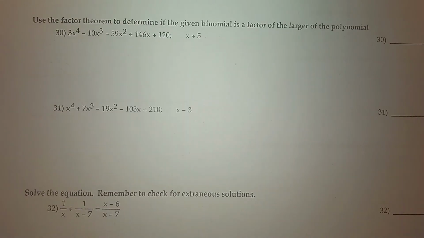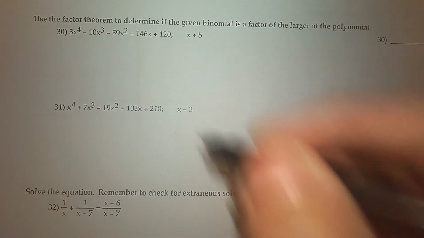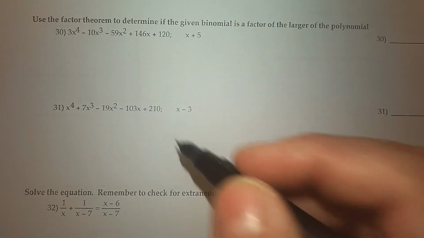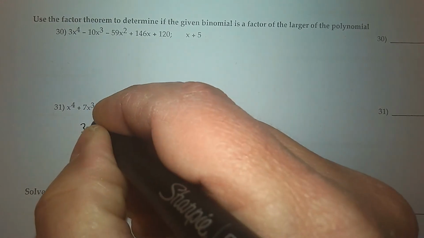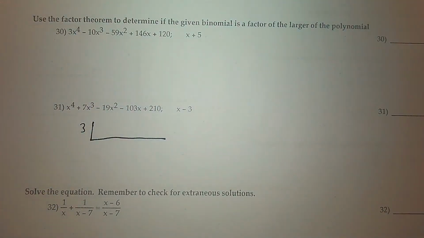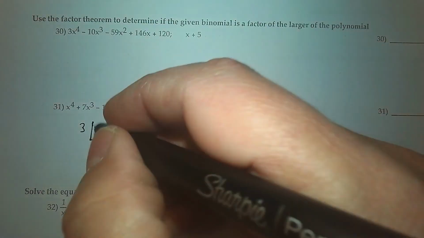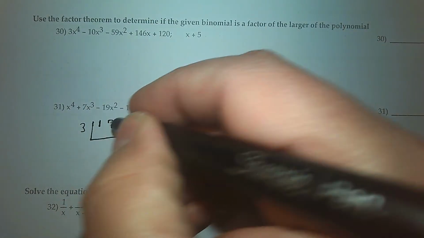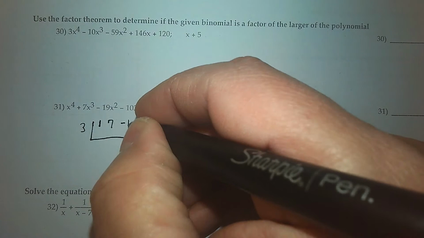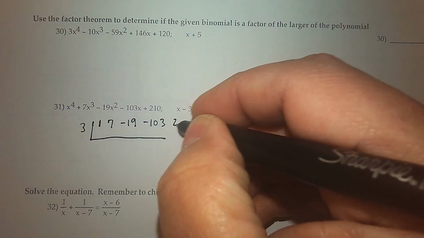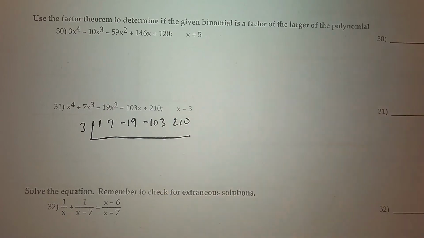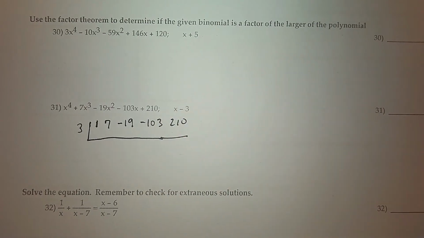So first, we take the 0 of the factor. And the 0 of that factor is 3. And we divide it into the polynomial. So we have 1x to the 4th, 7x cubed, negative 19x squared, negative 103x, and 210. See if you can divide and see if x subtract 3 is a factor.